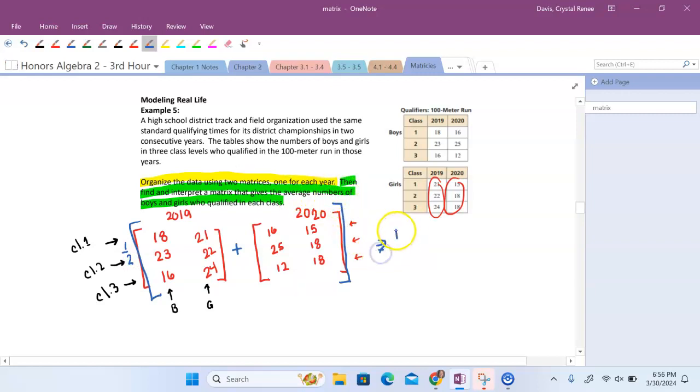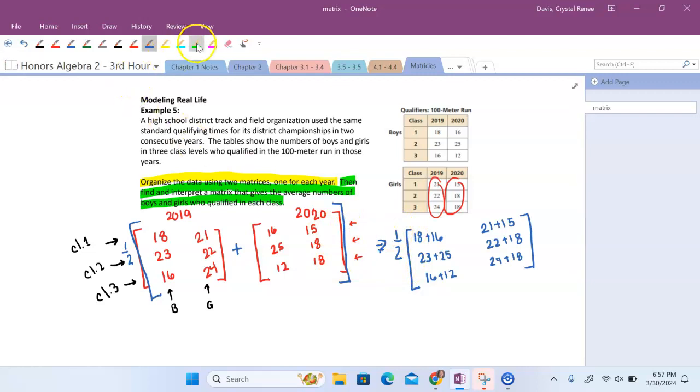When I do that, I'm just going to have 18 plus 16. I'm adding them first. 23 plus 25, 16 and 12. And then I have 21 and 15, 22 and 18, and 24 and 18. Once again, I'm first finding the sum, and then I'm going to find the average by multiplying by 1/2. Remember, multiplying by 1/2 is the same thing as dividing by 2.